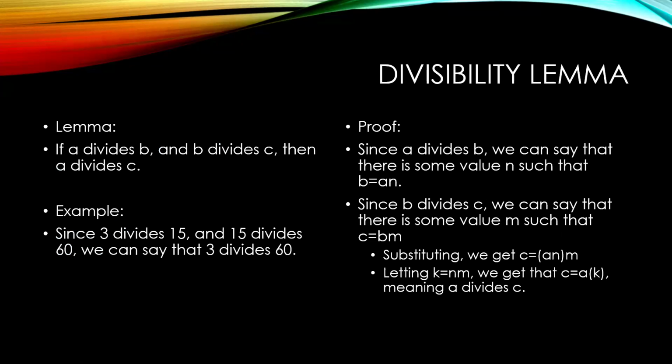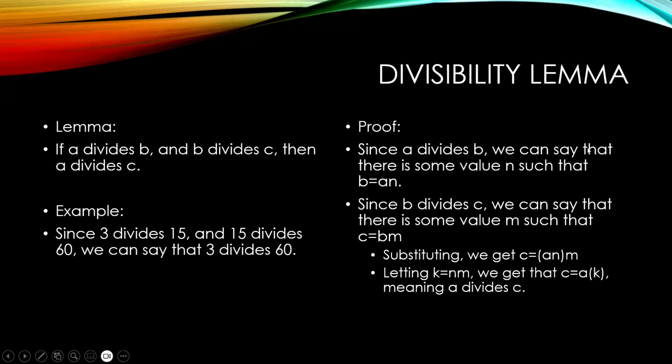Here's a fun little lemma. A lemma is just a fancy way of saying a small theorem. Looking at this lemma, it says if a divides b and b divides c, then a divides c. So since 3 divides 15 and 15 divides 60, we can say that 3 divides 60. That sounds reasonable. Can we prove it? Because remember, in mathematics, everything's about the proof. And there's a nice quick proof for it.